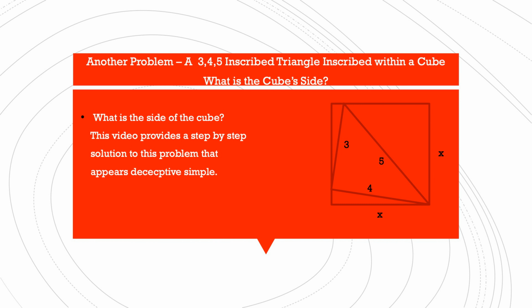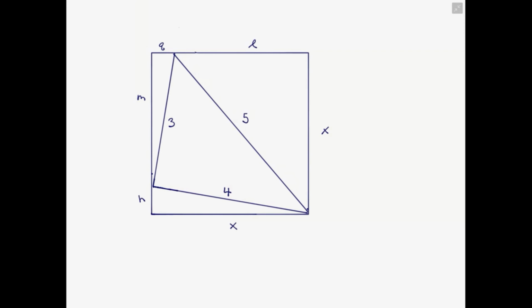Now here's a problem that was given that tantalized me for a little while, because initially, right off the bat, I wanted to go to geometric means to solve this problem. And the problem being, you have a square of side x with a 3, 4, 5 triangle inscribed within as such.